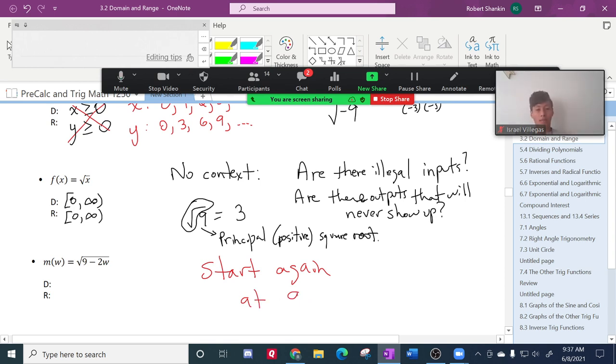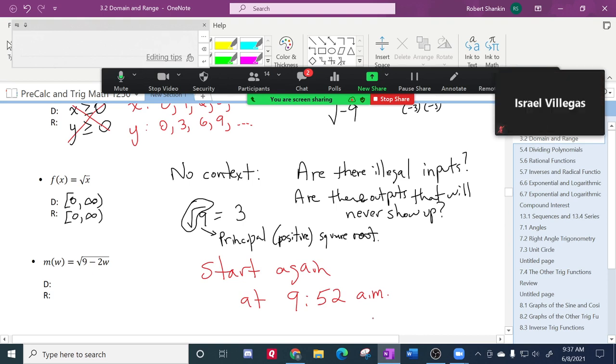At 9, we're going to add 15 minutes. At 9:52 a.m.